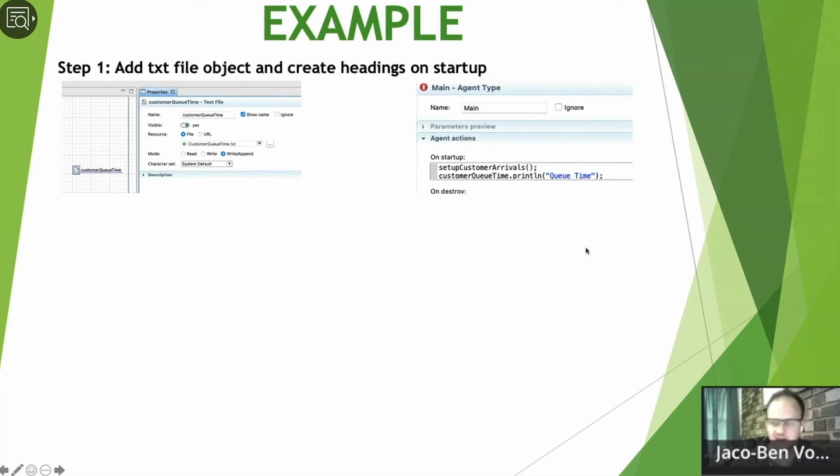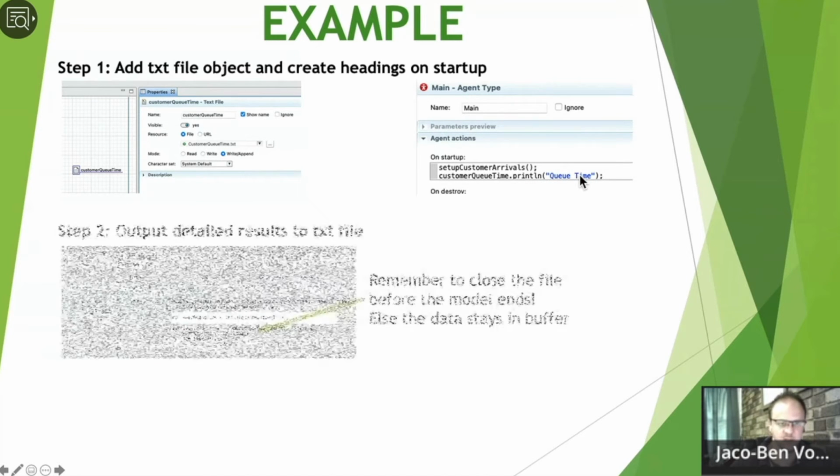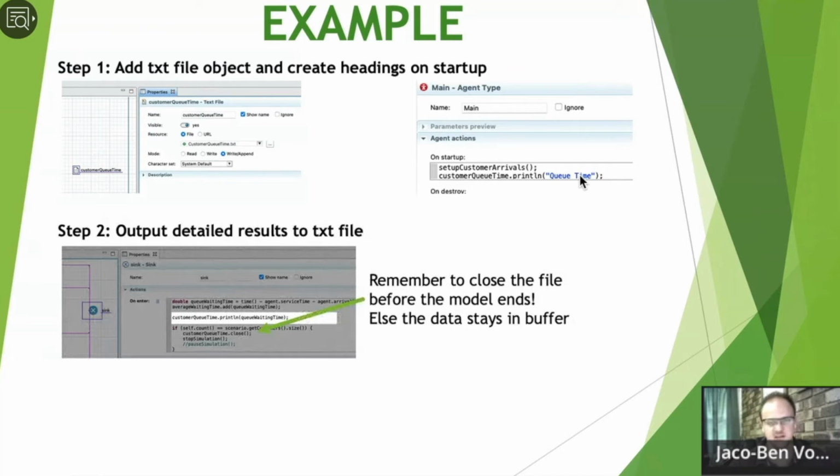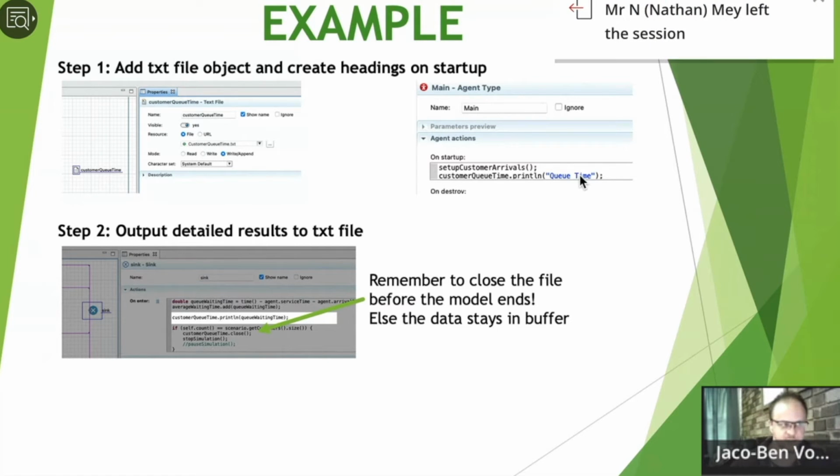So in our model, I've added a little text file object inside the model. It's called customer queue time. And I'm initializing a header inside of it, so I'm just printing a line inside of it, queue time. Now, I personally like to use the text files. It's sometimes a lot easier to use compared to the Excel files inside AnyLogic. And you can always just right-click on a text file and say open inside Excel.